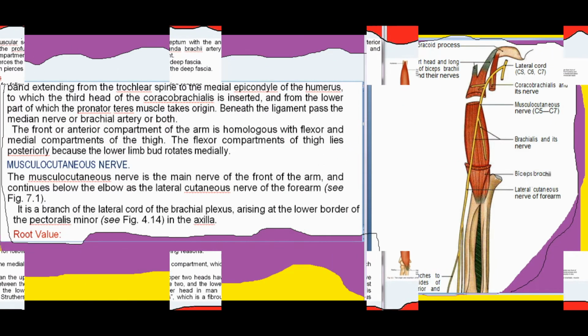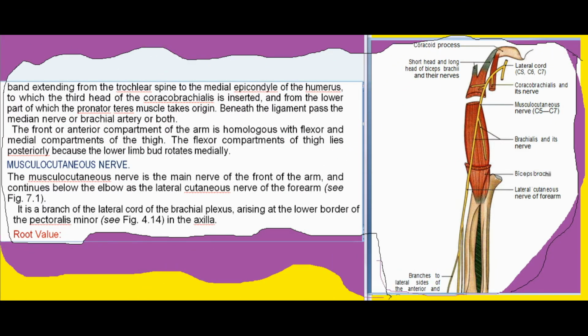Persistence of the lower head in man is associated with the presence of the ligament of Struthers, which is a fibrous band extending from the supracondylar spur to the medial epicondyle of the humerus, to which the third head of the coracobrachialis is inserted, and from the lower part of which the pronator teres muscle takes origin. Beneath the ligament pass the median nerve or brachial artery or both. The front or anterior compartment of the arm is homologous with flexor and medial compartments of the thigh.